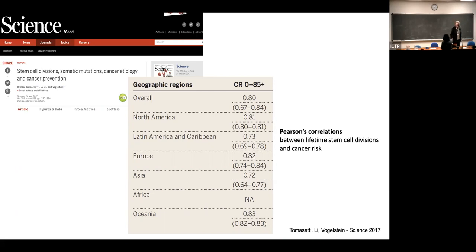Yes. Just to repeat your question, she's asking that when you look at historical data, cancer incidence has gone up. Except, say, lung cancer has gone down because people are stopping smoking, at least some people are. But in general, it's gone up. And why is that? You would think the number of cells doesn't really change much.